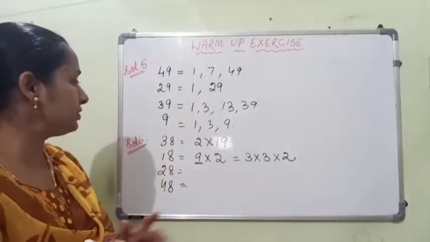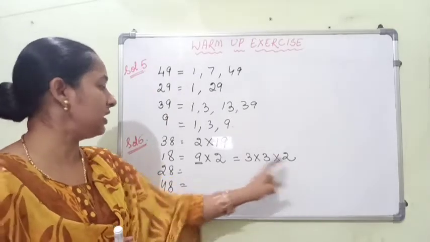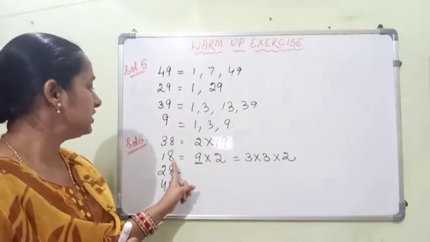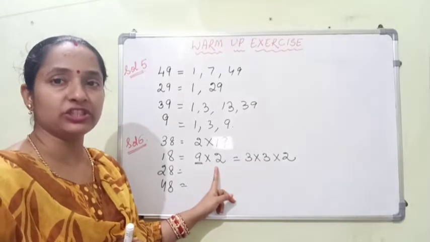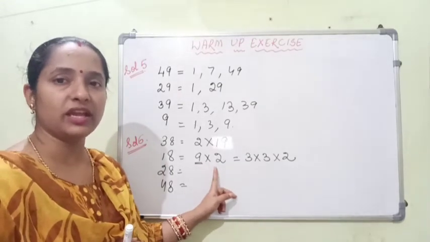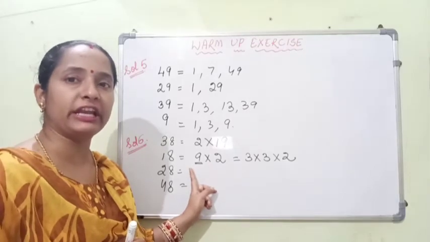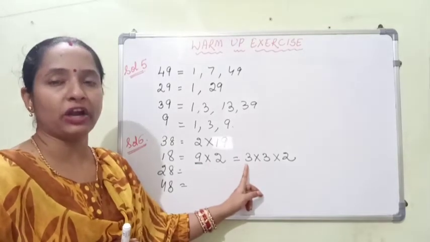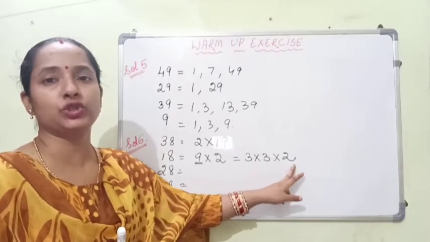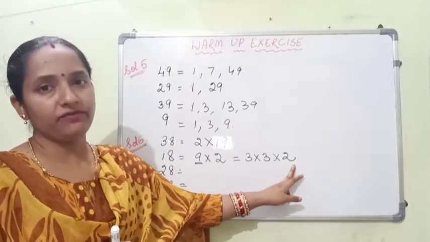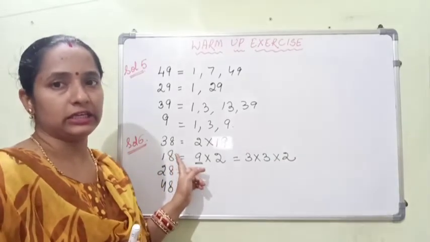So here you see 3 threes are 9, 2 nines are 18. So I have split first. I have written the first factors of 18 such as 9 twos are 18. Further I have broken 9 into the product of 3 and 3, where both 3 and these 2 are the prime factors of 18. Understood?